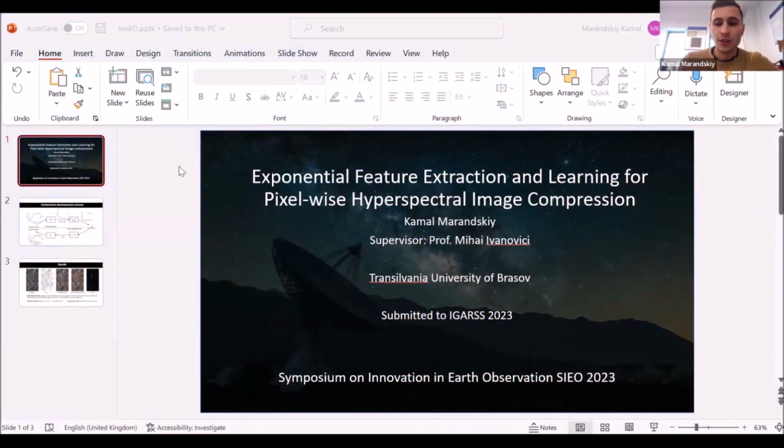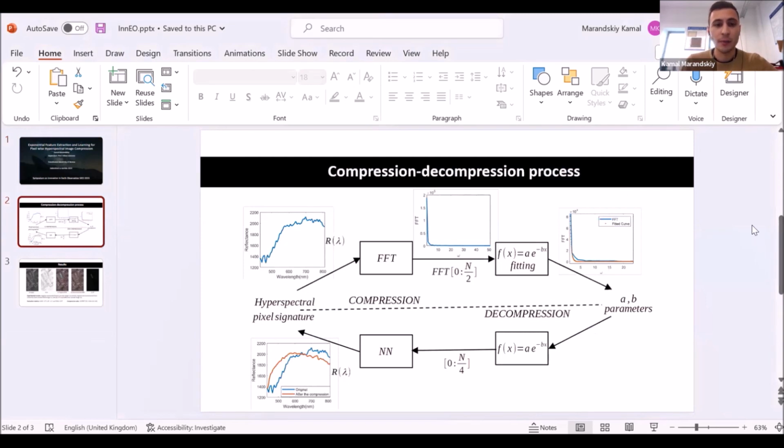Hyperspectral images are large in size. In the last couple of months, we were working on a project to develop a compression technique for hyperspectral images with Professor Mihajlo Ivanovich. I would like to take you through the steps of how this compression technique is done. First of all, it's a pixel-wise compression technique. It means we apply these steps per pixel.